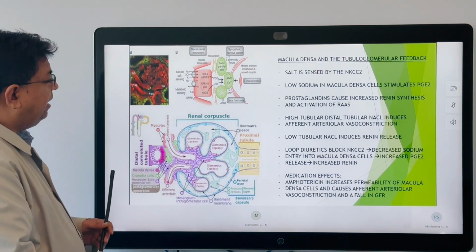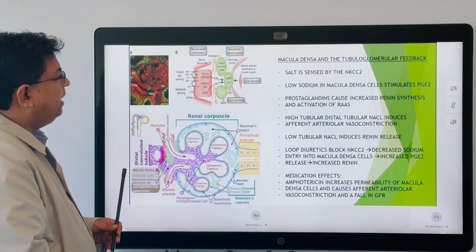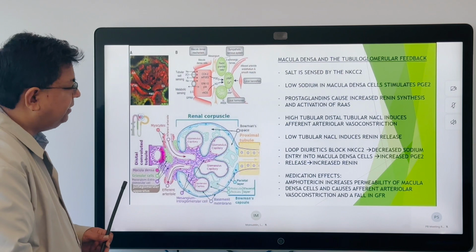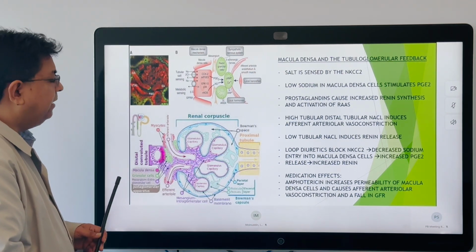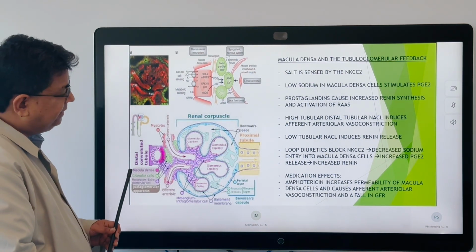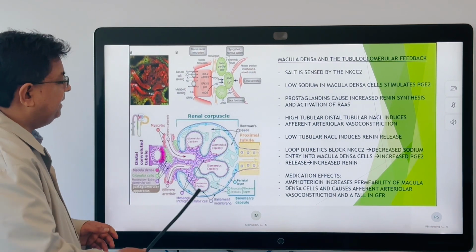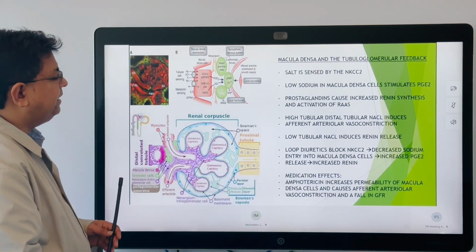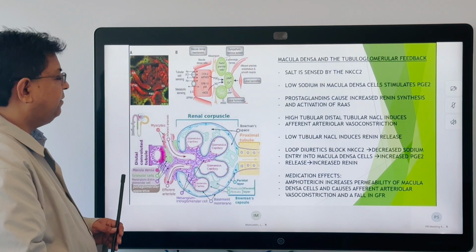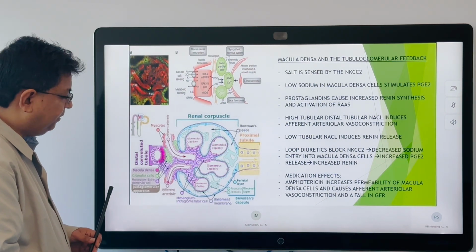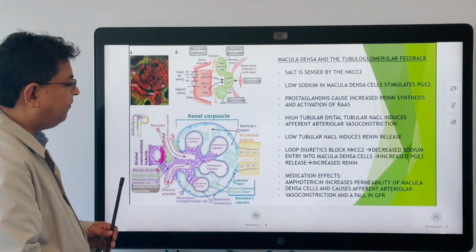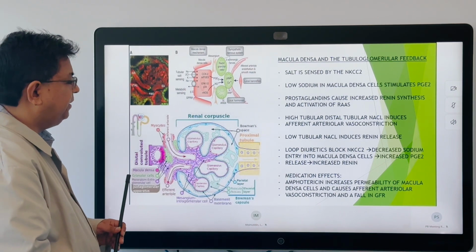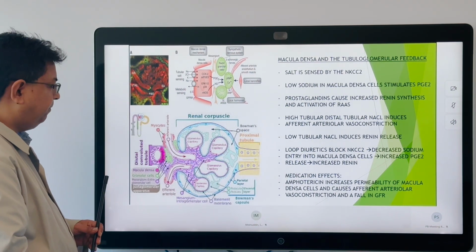Medication effects can also be important and sometimes work through the tubulo-glomerular feedback. The most important and commonly known of these is amphotericin, which causes increased permeability of the macula densa cells and causes afferent arteriolar vasoconstriction and a fall in GFR.